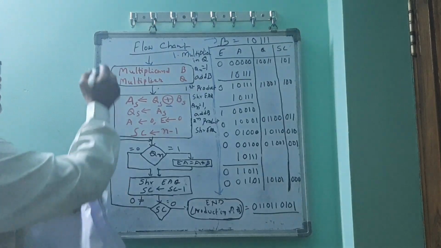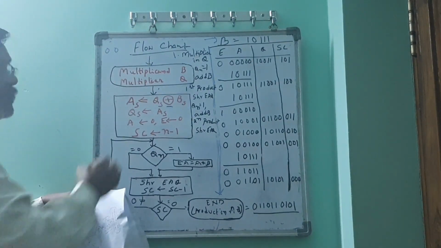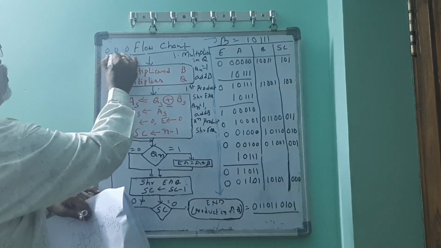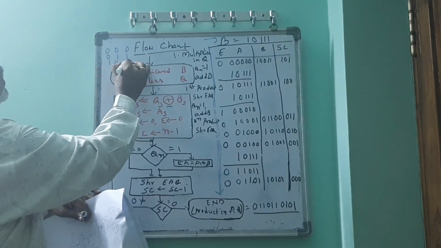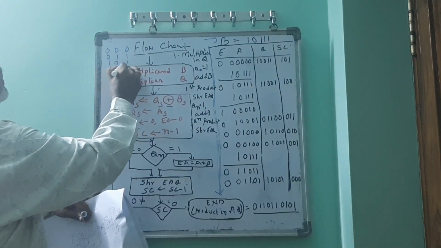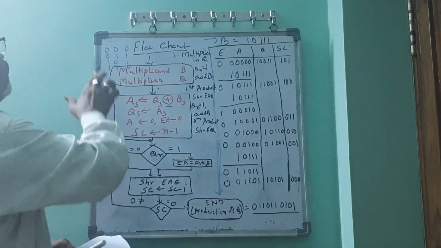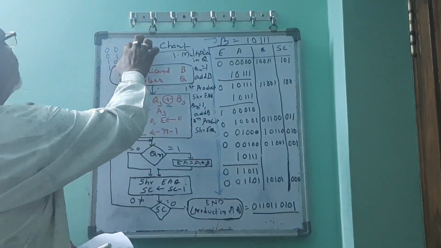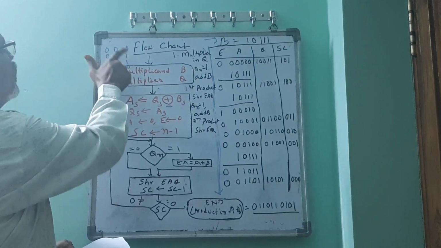XOR operation means, see, if 0, 0, it will be 0. If it is 0, 1, it will be 1. If it is 1, 0, again it is 1. If it is 1, 1, that is 0. So, this is the truth table of the XOR. If both the values are the same, we will get 0. If one is 0 and the other is 1, we will get 1.